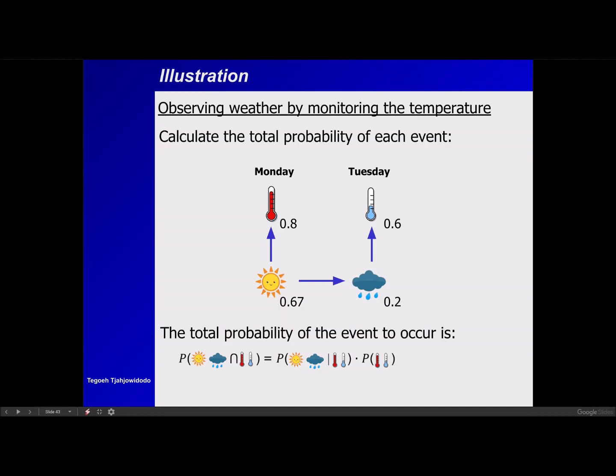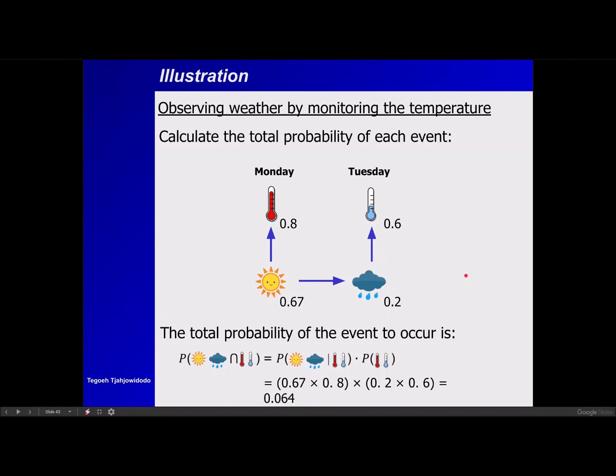So these are all probability numbers in these 2-day scenarios. Now, the total probability of all of this event to occur is the probability of having a sequence sunny, rainy combined, and at the same time the temperature of these 2 days are warm and cold, is equal to the probability of having this sequence sunny, rainy, given that the temperature sequence is warm, cold, multiplied by the probability of having this sequence of temperature, warm and cold.